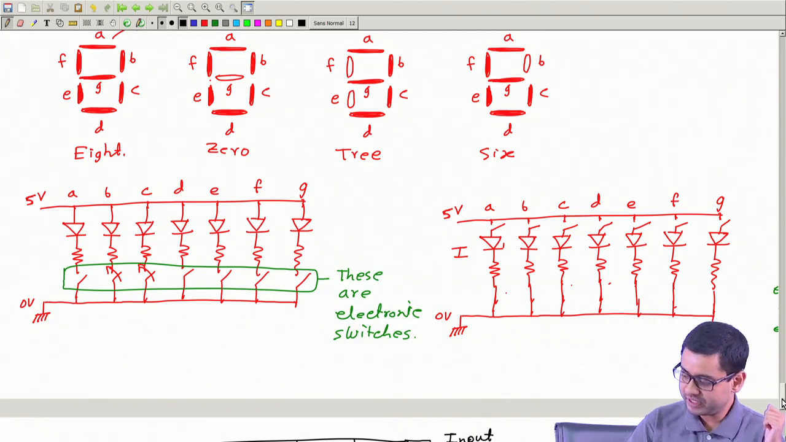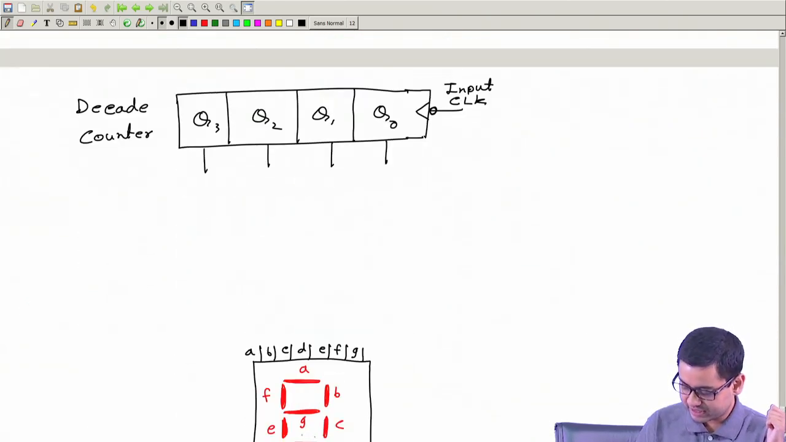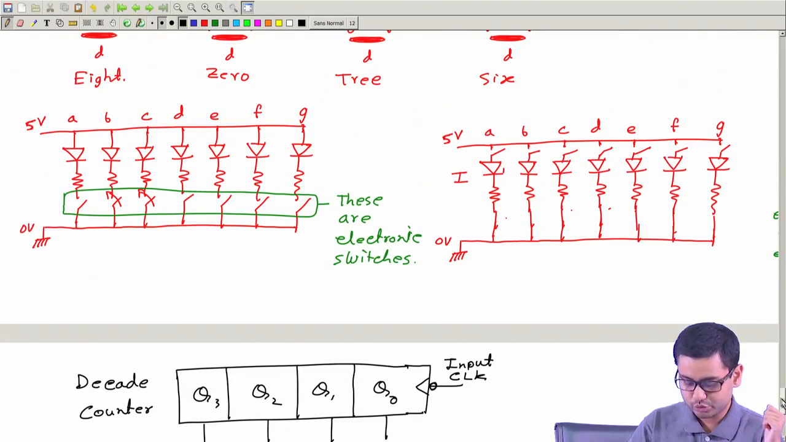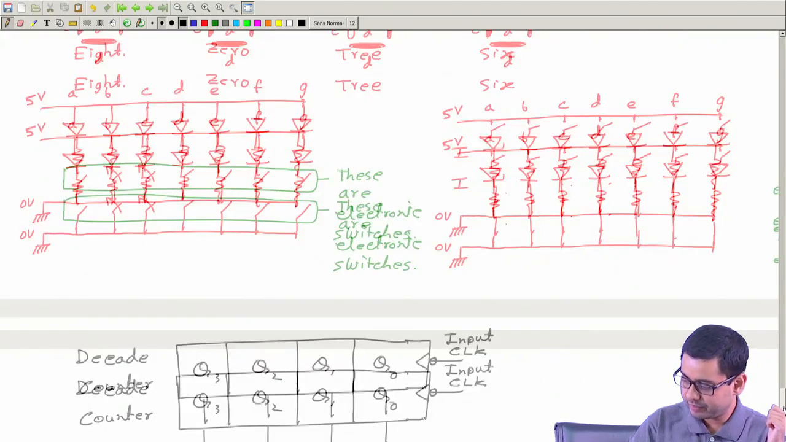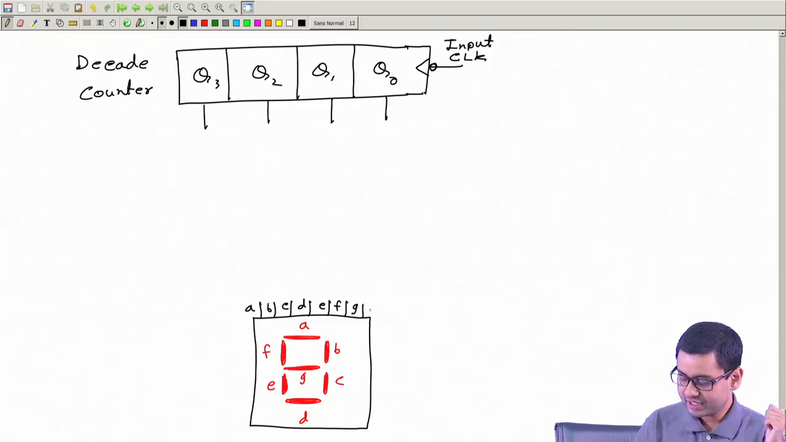Depending on what voltage this box receives, A, B, C, D, E, F, G, these switches here will be either on or off. That's what I mean in this diagram. So it has 7 inputs, and accordingly the display will take a form: 1, 2, 3, 4, 5, 6, 7, 8, 9.